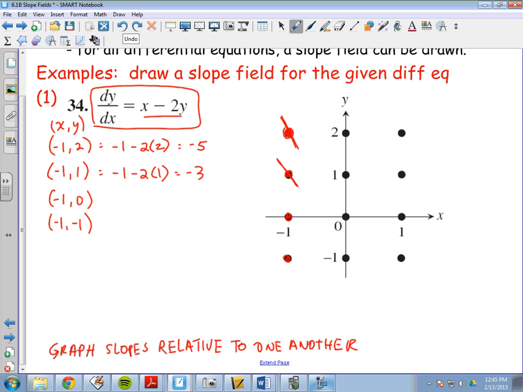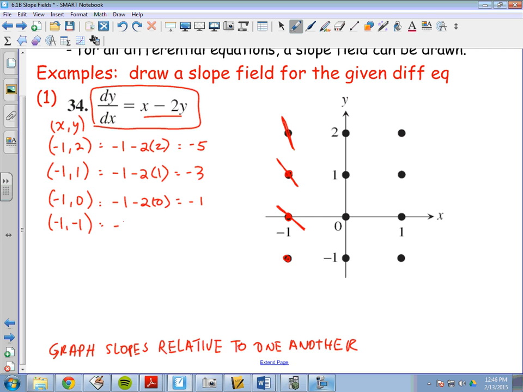You're trying to graph it a little bit flatter than -5, because a -3 slope is closer to a 45-degree angle. I might make this one a little steeper just to make it clear that these are not the same. So you just graph the slopes relative to one another. I'm going to continue on. At (-1, 0), x is -1, y is 0, so the slope is -1, and that's a perfect 45. Again, it's just a little dash showing you the slope.